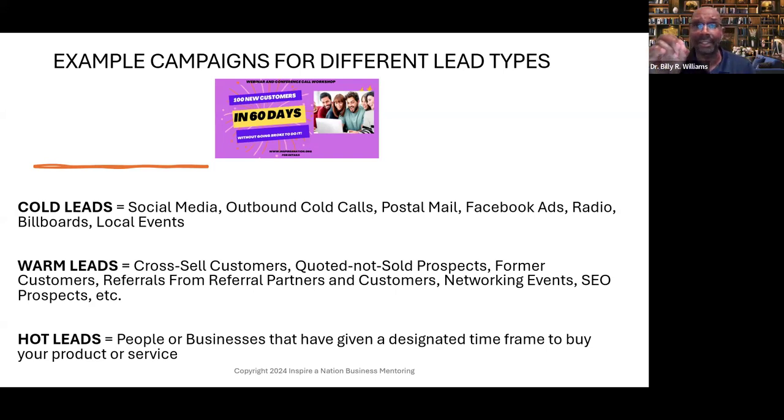And then there are hot leads. Hot leads are people or businesses that have given a designated time frame to buy your product or service. I need this in place by next week. I need to get this closed by the end of the month. I need to get this closed in the next few days. So they understand the importance and the priority.